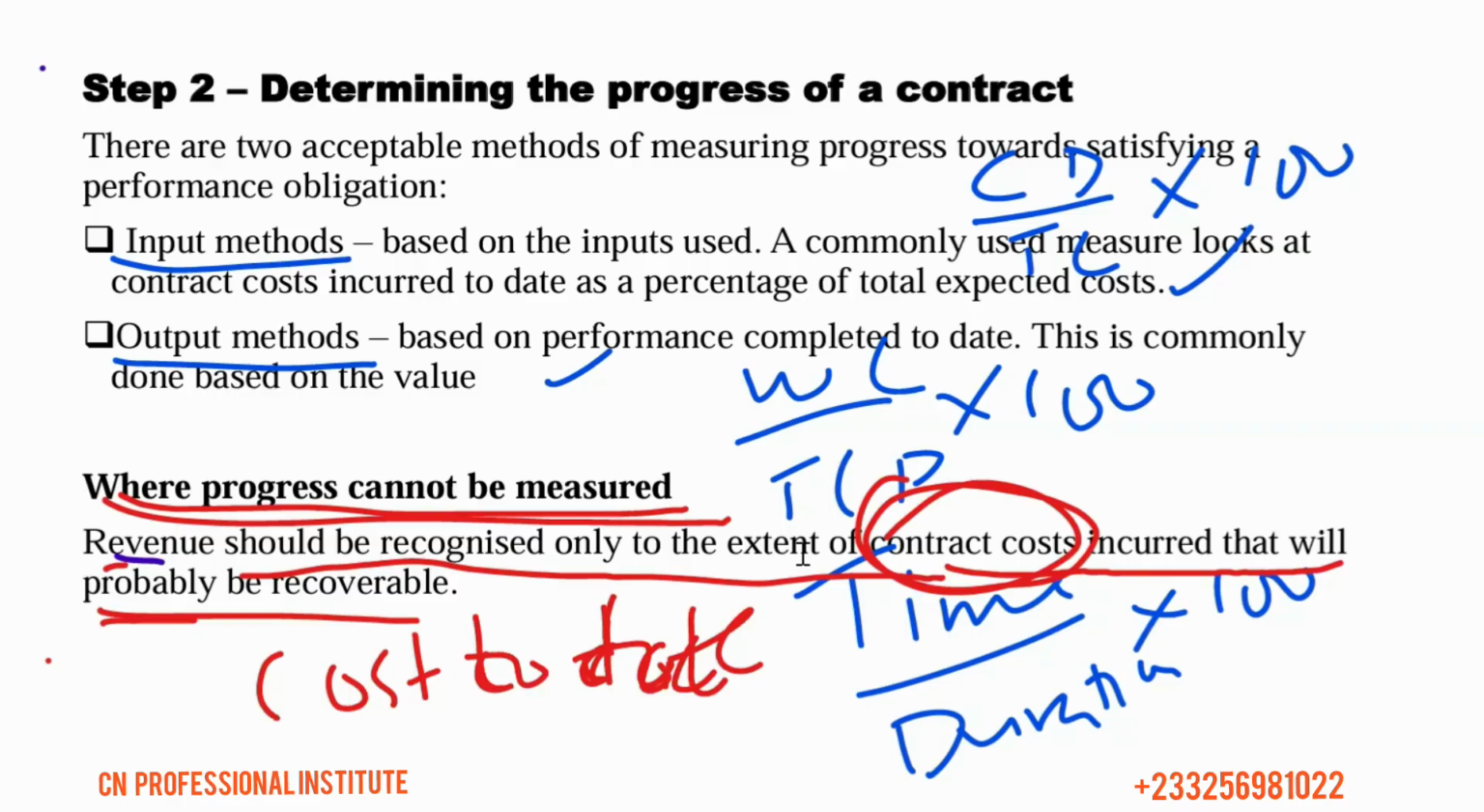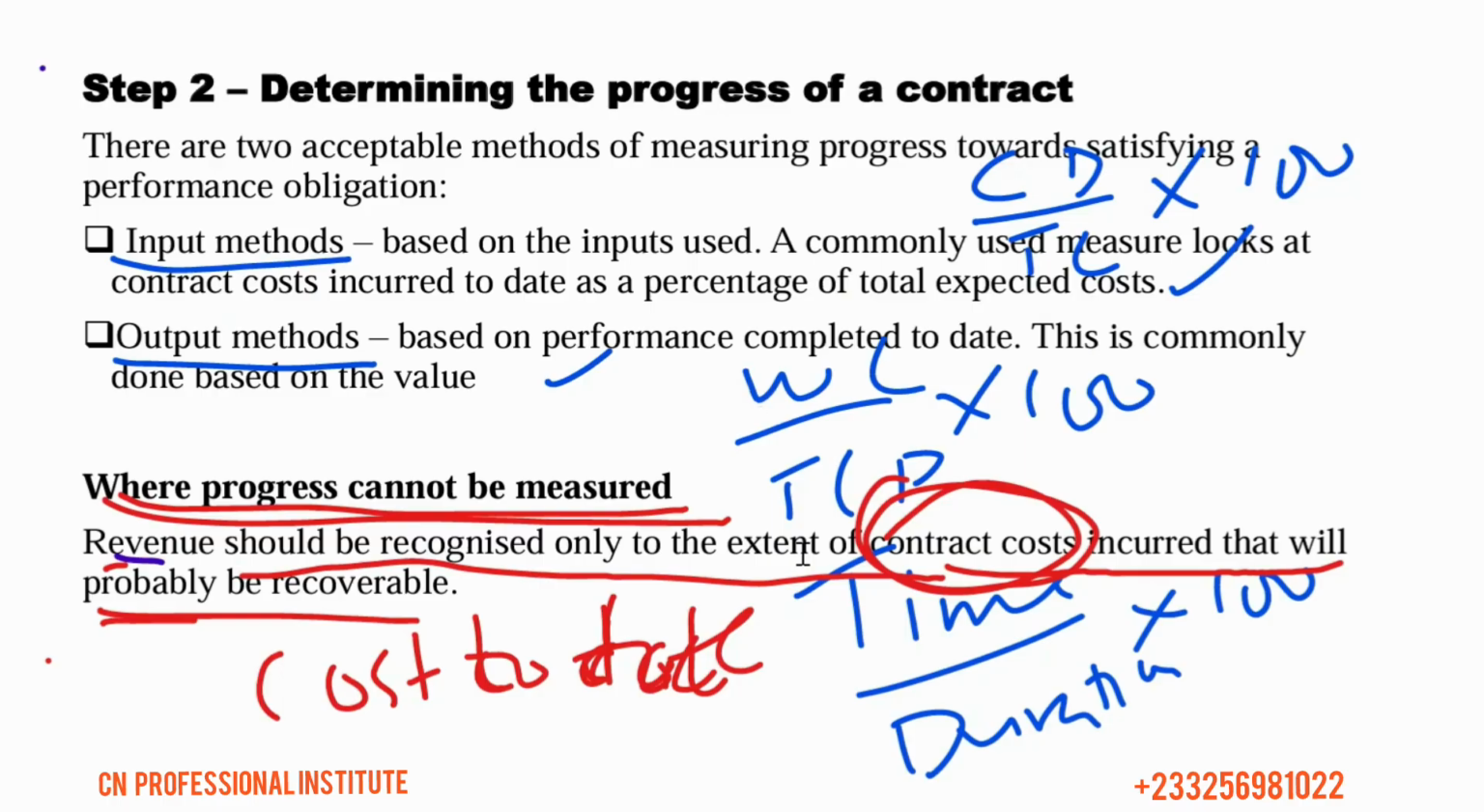So if you can't get the progress, take the cost you've incurred to date as revenue, and that will give you zero profit because revenue will be the same as the cost to date, or the cost of sales. If you can't measure progress, look into the question, get your cost to date, take it as revenue, and also as cost of sales, and record zero profit. So that's it.